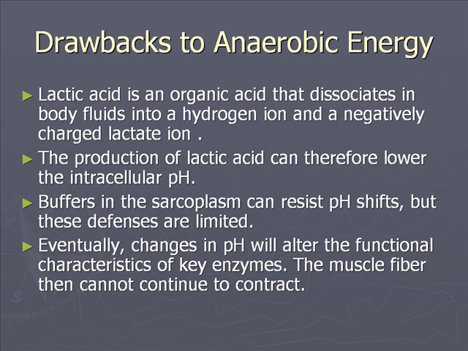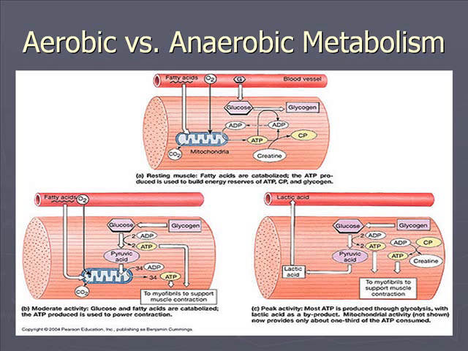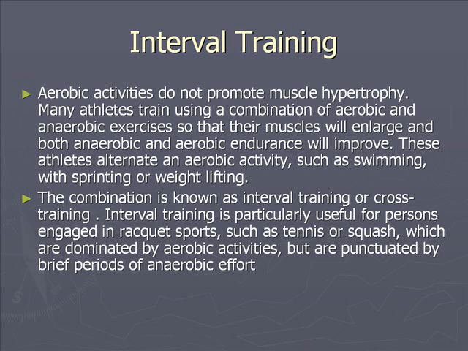Now, there are some buffers in the muscular system that will resist the pH shift for a period of time, but it's very limited. Eventually, the changes in the pH will alter the functional characteristics of key enzymes, and the muscles will fail to function. So, big differences between aerobic and anaerobic metabolism.